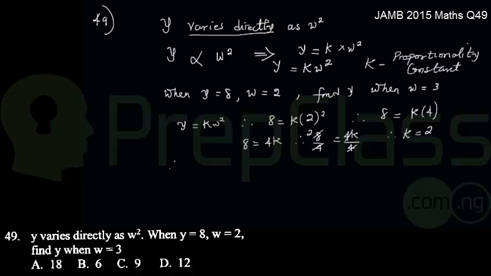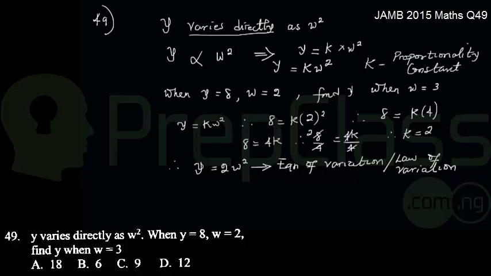So therefore we have that y, which was initially k w squared, will be the same as 2 w squared. For the sake of emphasis, this is what we call the equation of variation. It could also be called the law of variation. The law of variation is simply an equation when the proportionality constant is determined. Once it's determined, you can find anything you're looking for.